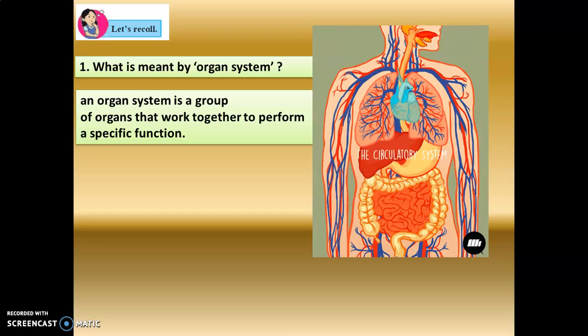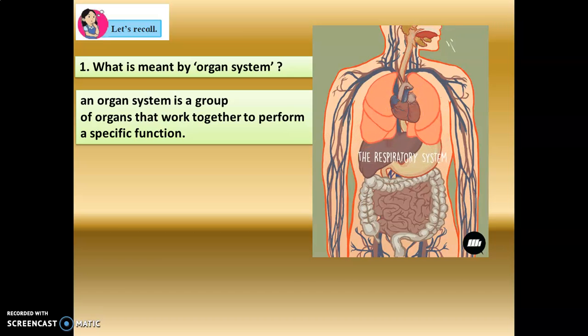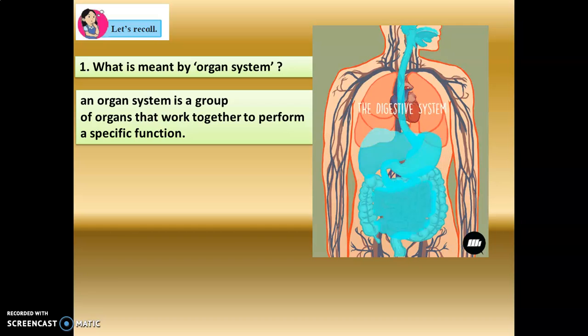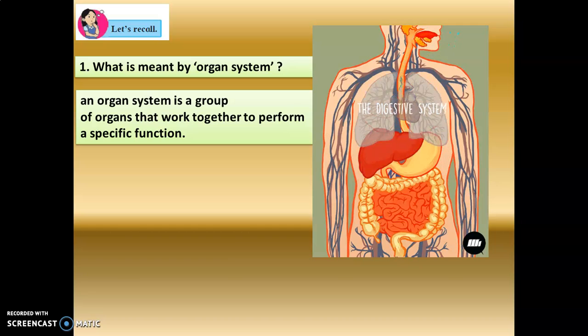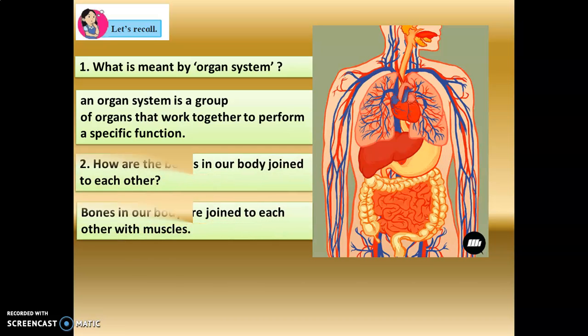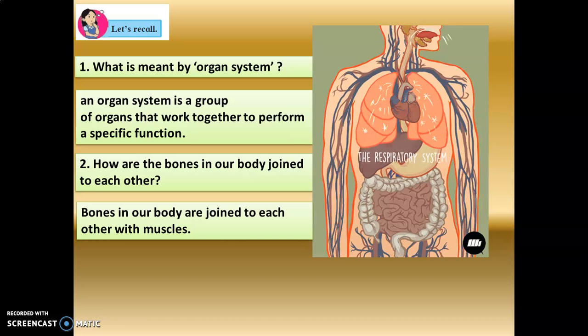First, let's recall what we have studied in the previous year. What is meant by organ system? You all know, children, that an organ system is a group of organs that work together to perform specific functions. So we have various functions happening in our body which are done by a group of organs known as an organ system. Then, how are the bones in our body joined to each other? We all know that bones in our body are joined to each other with the help of muscles.